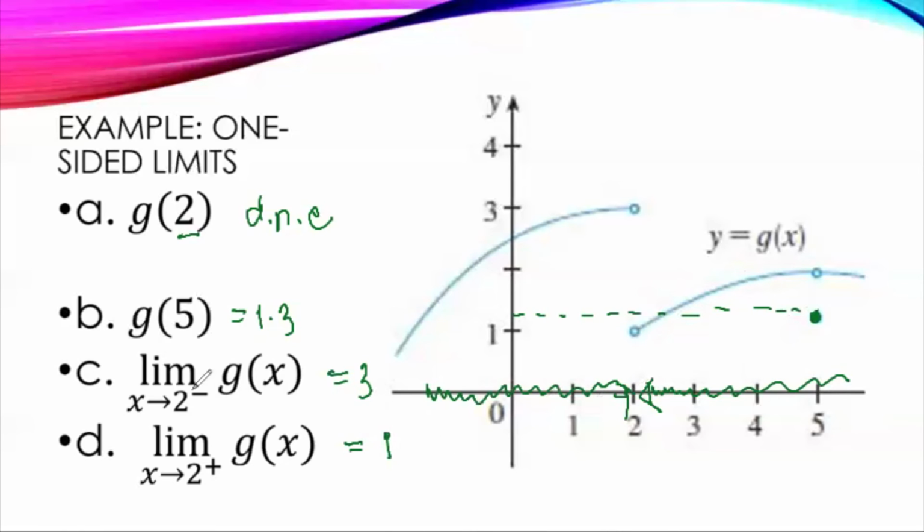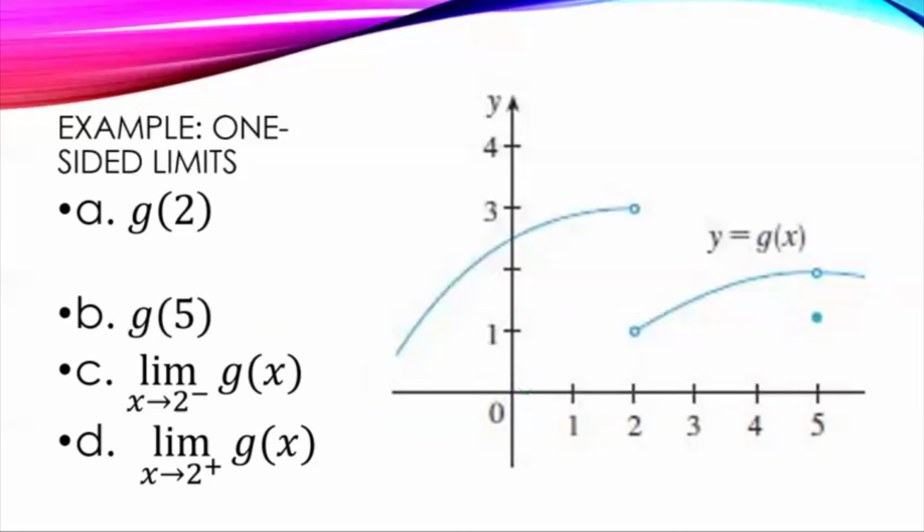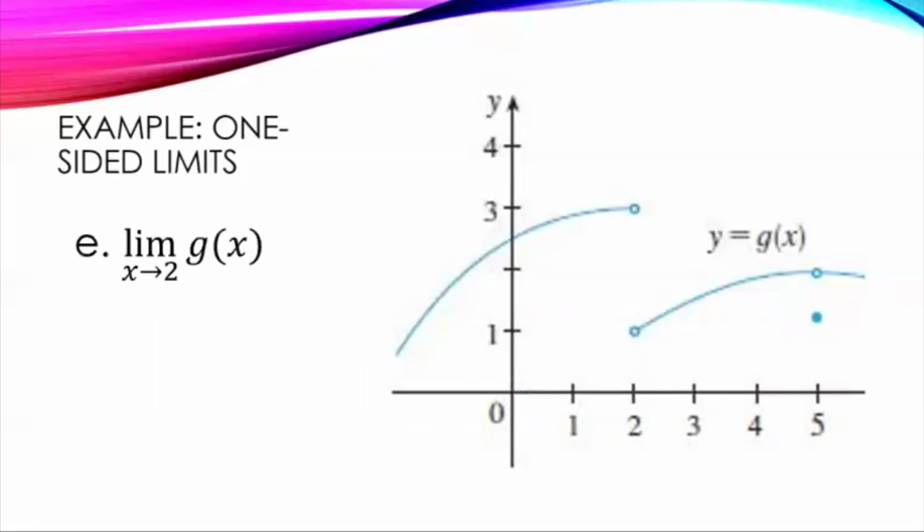Take note that the limit of g of x as x approaches 2 from the left is 3. The limit of g of x as x approaches 2 from the right is 1. So what have you noticed? The left-hand side limit is not equal to the right-hand side limit, right? As x approaches 2 from the left and from the right. Right? So, what do you think is the limit of g of x as x approaches 2? It does not exist.